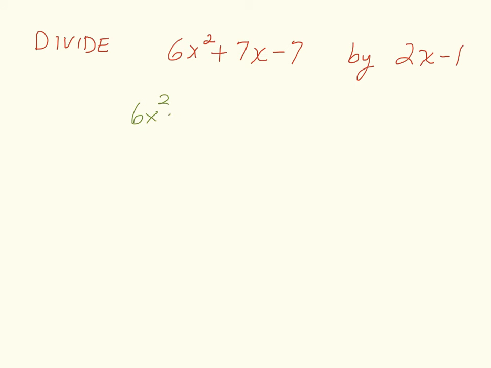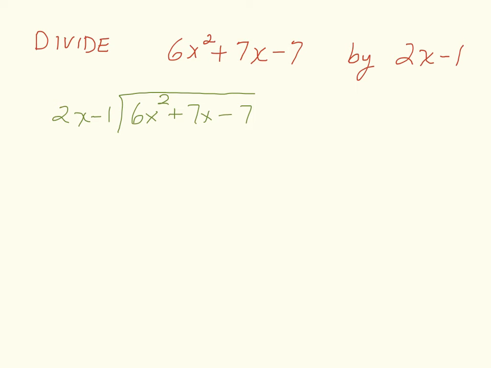Okay, so now let's divide another one. First, we have to make sure that all of our exponents are represented. We have an x squared, we have an x to the first, and we have an x to the 0. So here, 6x squared plus 7x minus 7 goes under the division bar. Now we're dividing by 2x minus 1. We have all of our exponents represented.